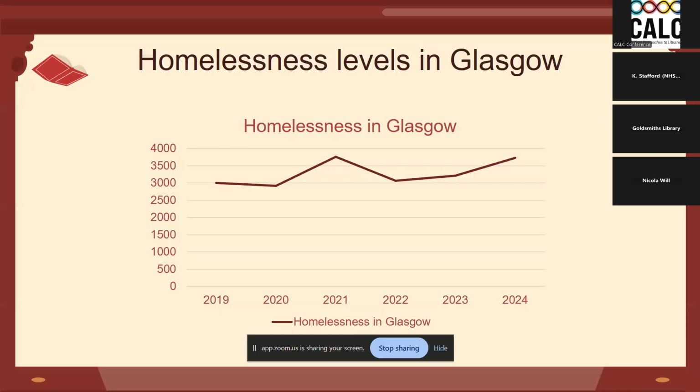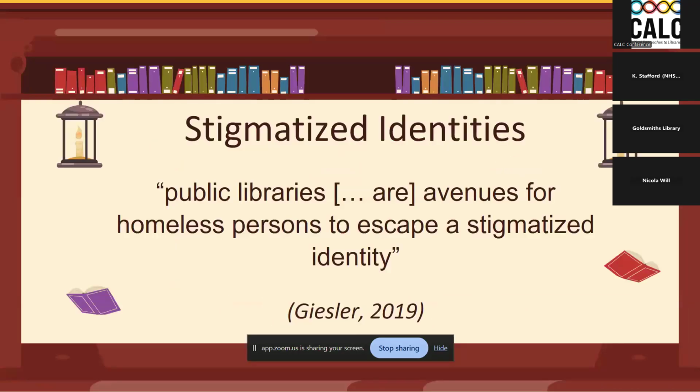And for many people, the public library offers this avenue to escape an identity which is subject to a great deal of stigma. Now, you can be homeless for lots of different reasons, and lots of different people become homeless. The demographics for homelessness essentially mirrors the demographics of the UK as a whole. So people of all races, genders, ages become homeless.